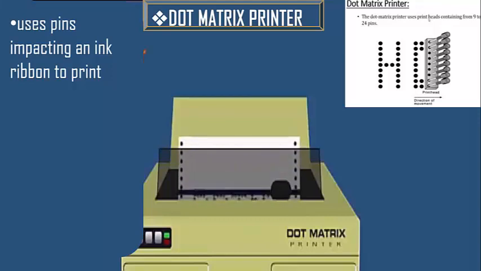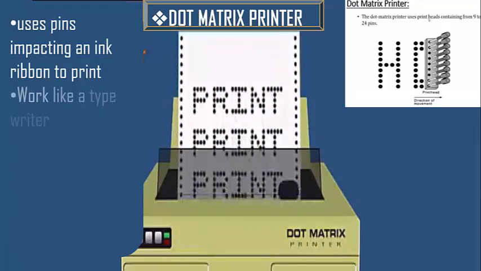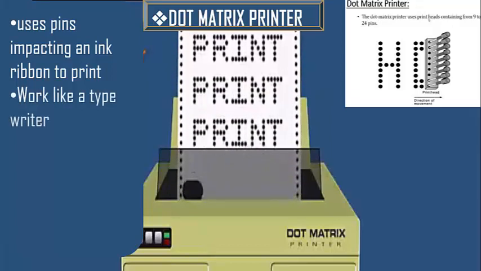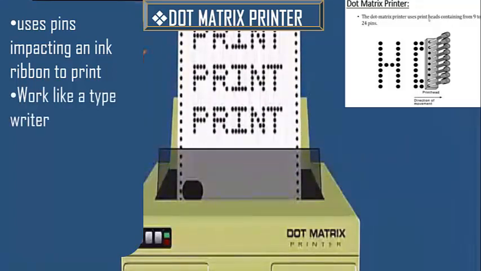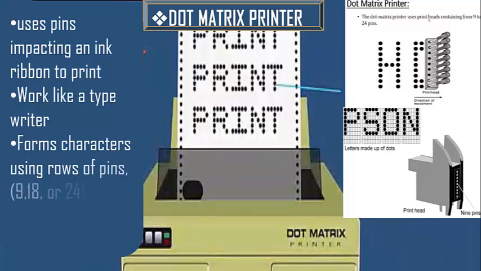As the print head moves across the ribbon, the pins are pressed into the ribbon to imprint ink onto the page, similar to a typewriter. As these pins print a series of dots, you can see where this printer got its name. The dot matrix printer uses print heads containing from 9 to 24 pins. These pins produce patterns of dots on the paper to form the individual characters.